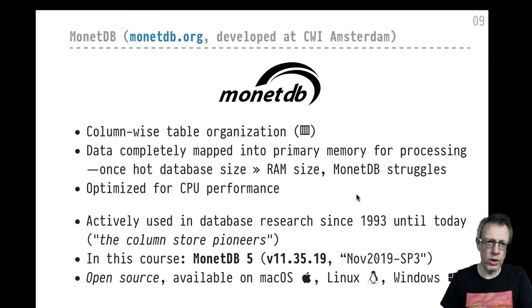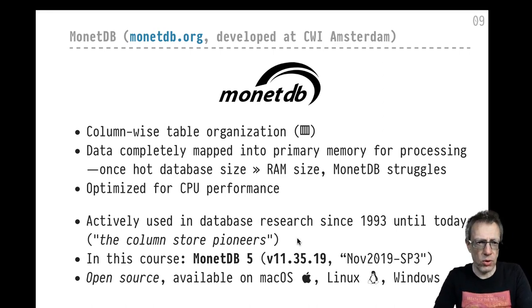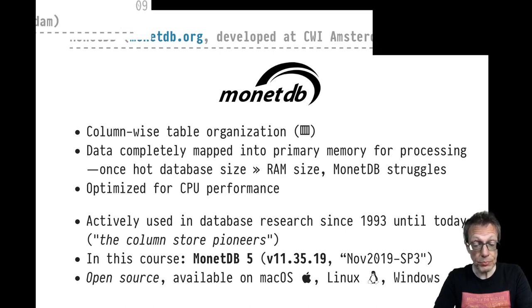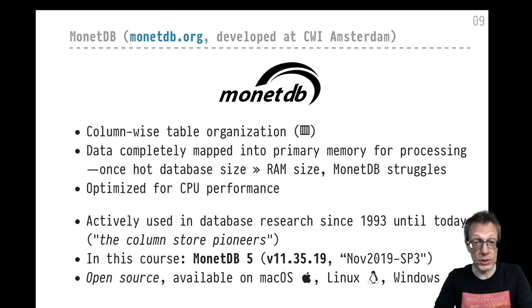MonetDB has also been around for quite some time. It's a really stable system. They are among the first that have investigated and researched the consequences of what happens if you turn the row-wise organization of data into a column-wise organization of data. And that's what the MonetDB folks really understand very well. They call themselves the column store pioneers. I can only agree with that. That's a very interesting system that we will study during this course.